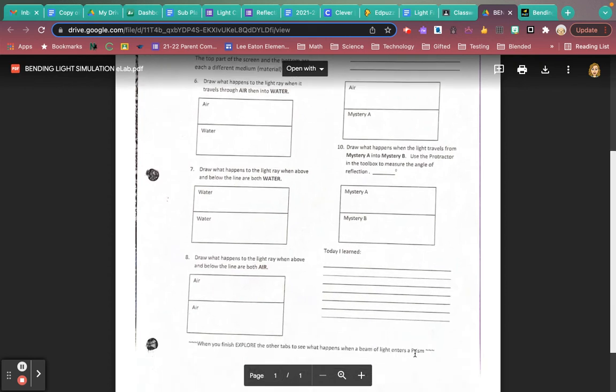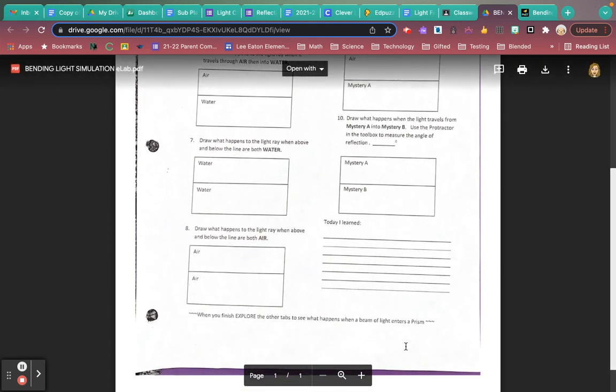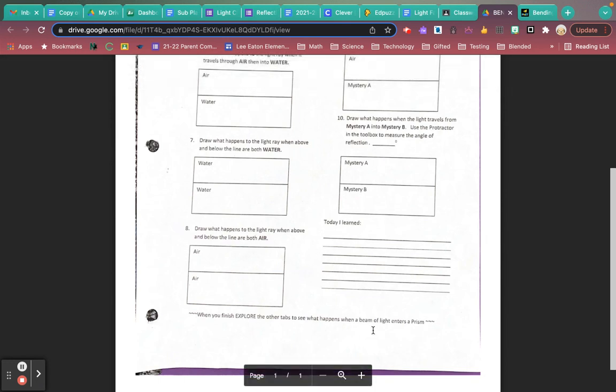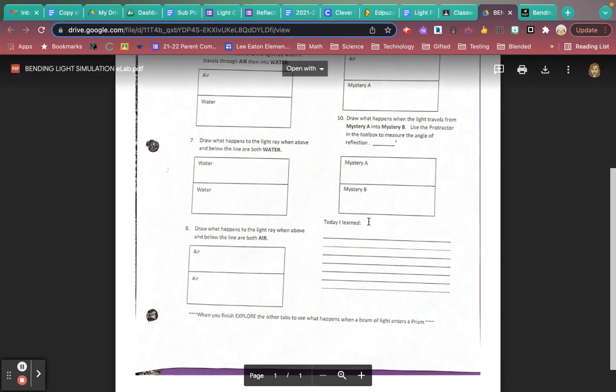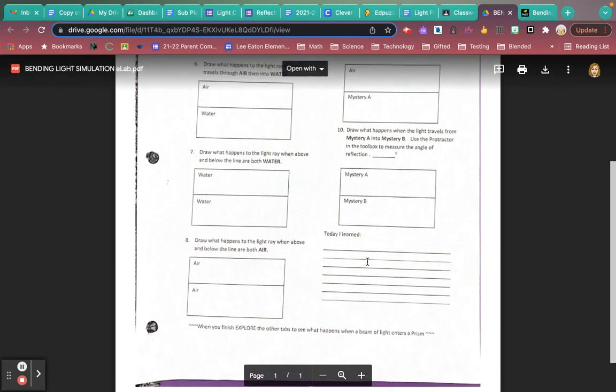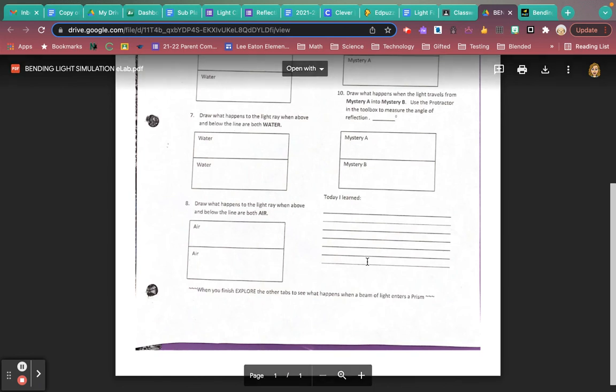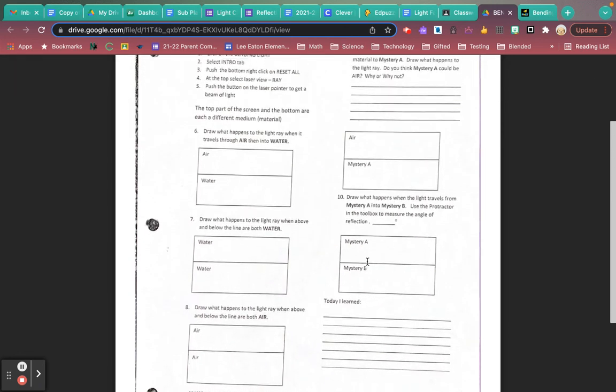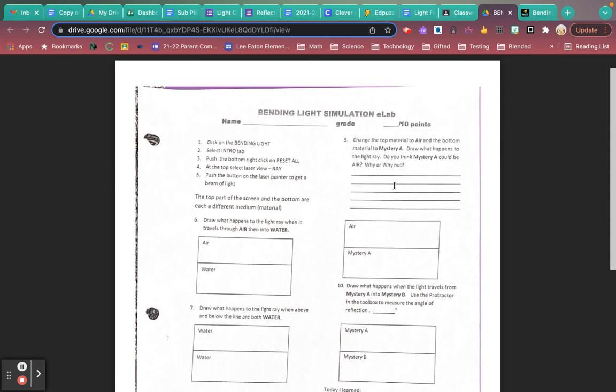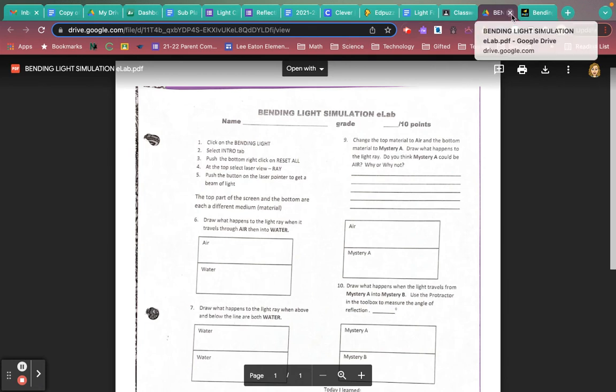Then the final question asks, what did you learn today? So I'm looking for what you learned about reflection and refraction, those two different vocabulary words. Reflection and refraction. I'm looking for you to use both of those vocabulary words. When you are done with this, you need to turn it into the basket.